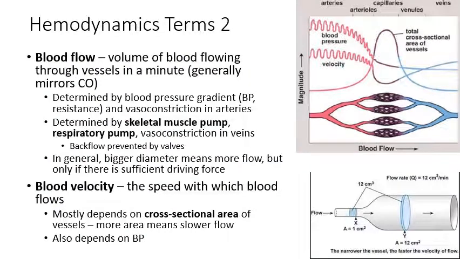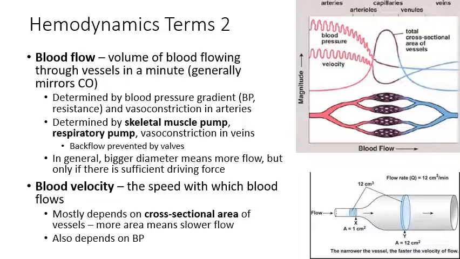So now we'll get into how blood is actually flowing through those vessels. We've got a couple of terms that describe that. First, blood flow, then blood velocity. The blood flow is the actual volume of blood that is flowing through the vessels in a minute. In general, it should be similar to the cardiac output. The flow needs to be roughly constant as a whole. In order to maintain a constant cardiac output, you have to have the blood that comes out of the heart coming back in at the same rate that it leaves, basically.